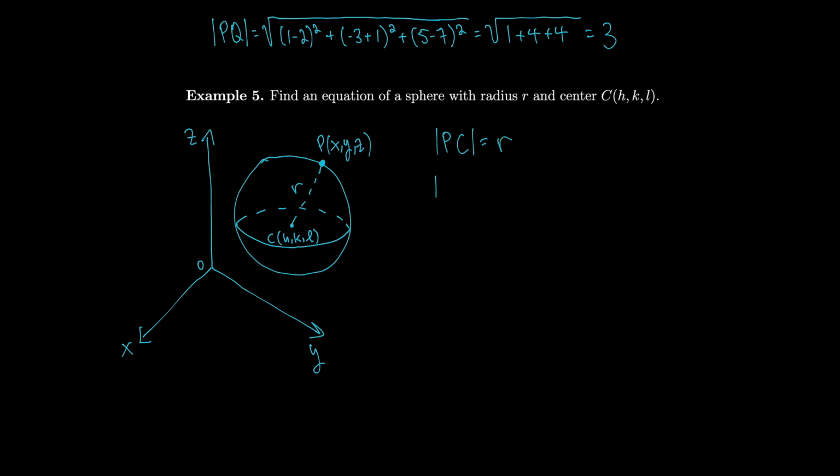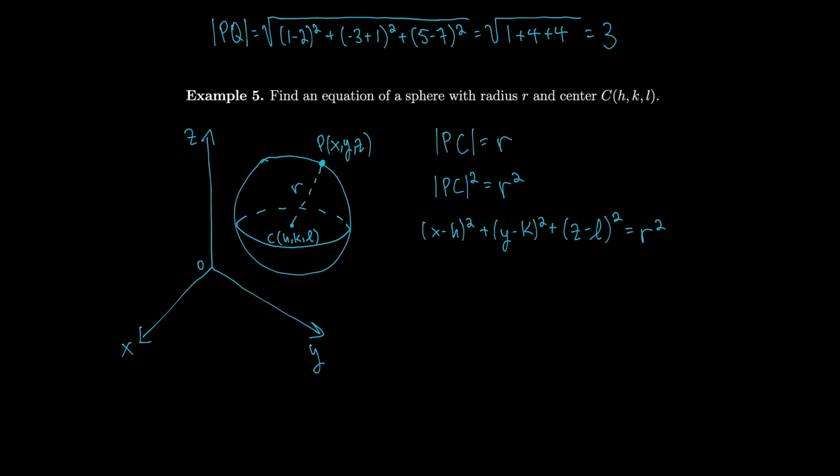Well, it's the same thing as the distance from P to C squared being r squared. And the distance from P to C is given by the distance formula we just had. So that's (x minus h) squared plus (y minus k) squared plus (z minus l) squared equals r squared. And I don't need the square root because I squared it.